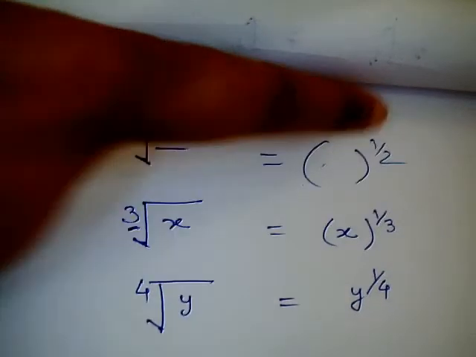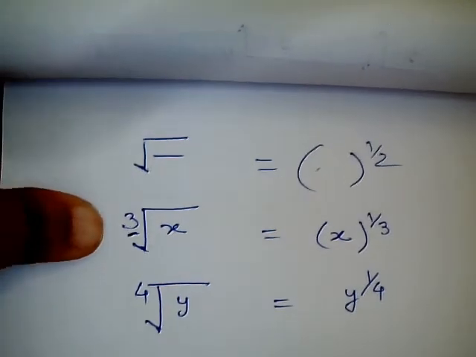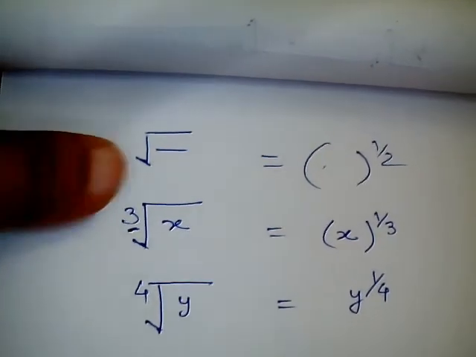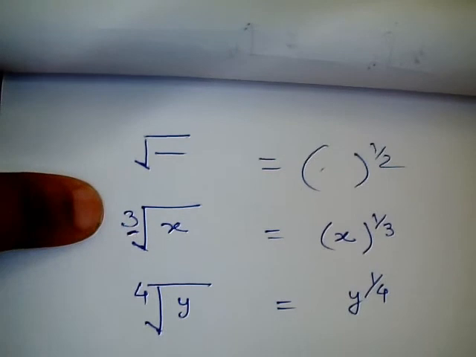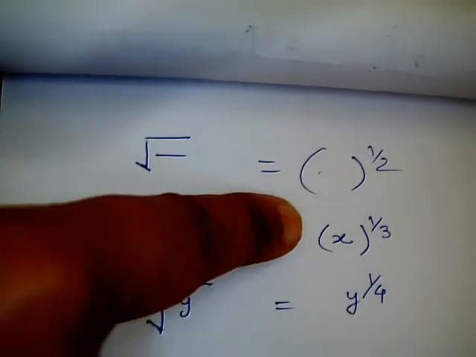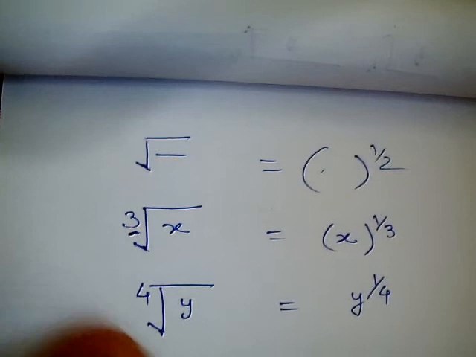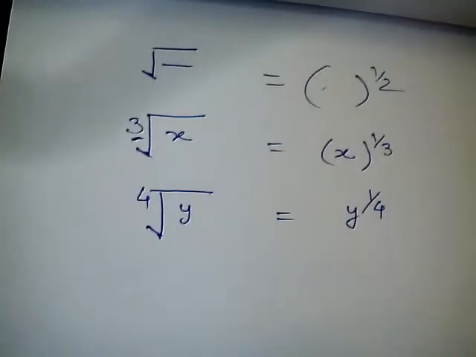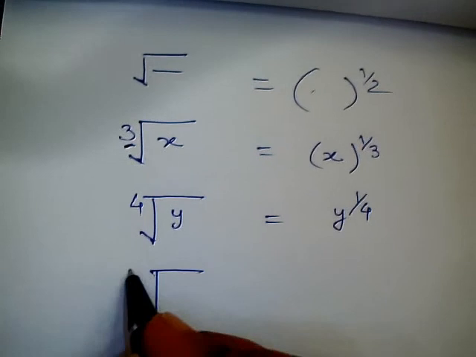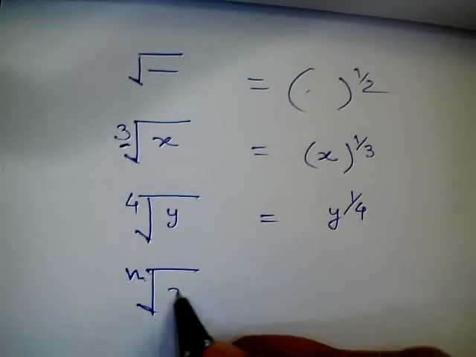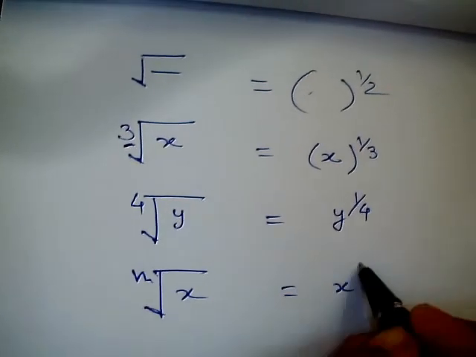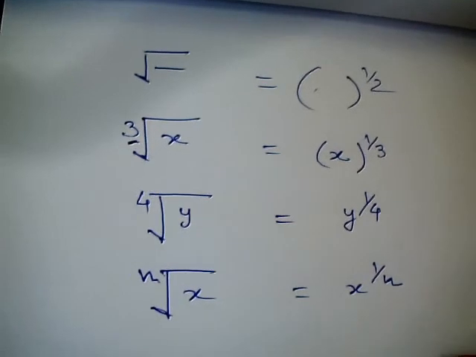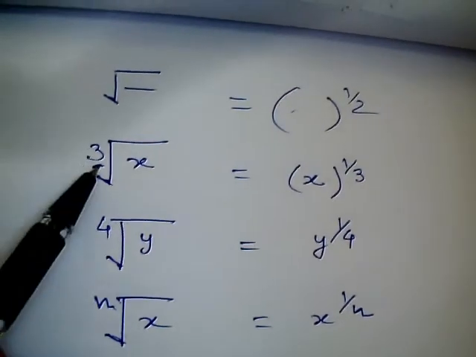If an index is given, it's not called power actually, it's called index. If the index is 3, it is going to be 1 by 3. If it is 4, then it is going to be 1 by 4. So for a radical with index n and the variable x, it stands for x to the power 1 by n. Okay, this is called cube root.